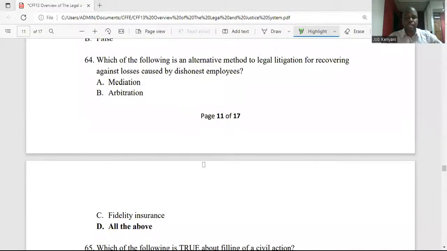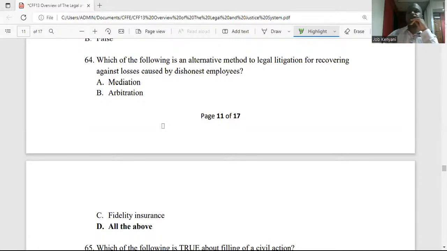So we can look at another question. There's this one still under alternative dispute resolution mechanisms. Which of the following is an alternative method of legal litigation for recovering against losses caused by dishonest employees? We have mediation, arbitration. I think one that we've not discussed is the fidelity insurance.